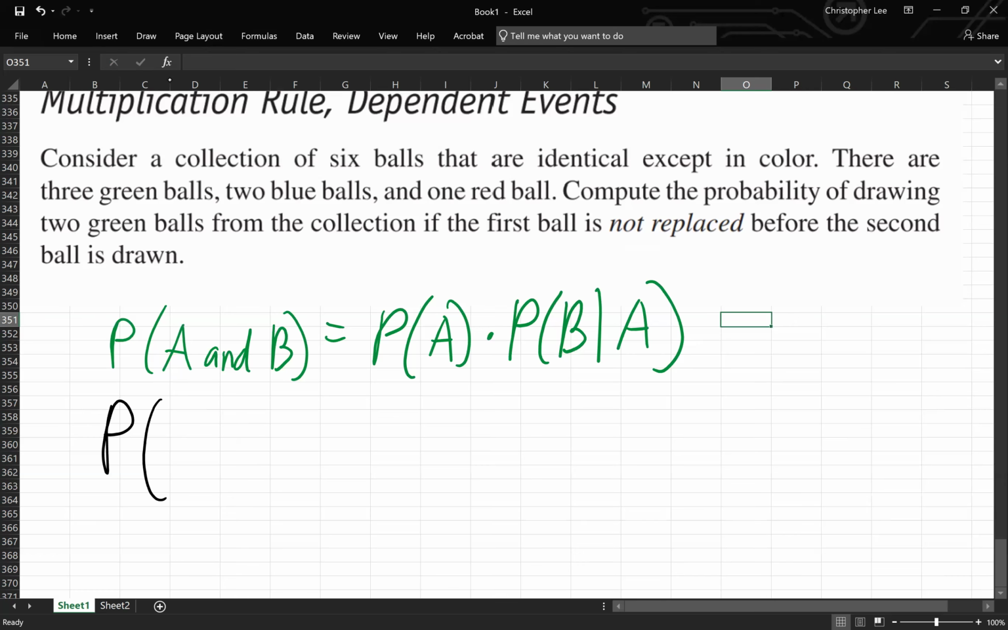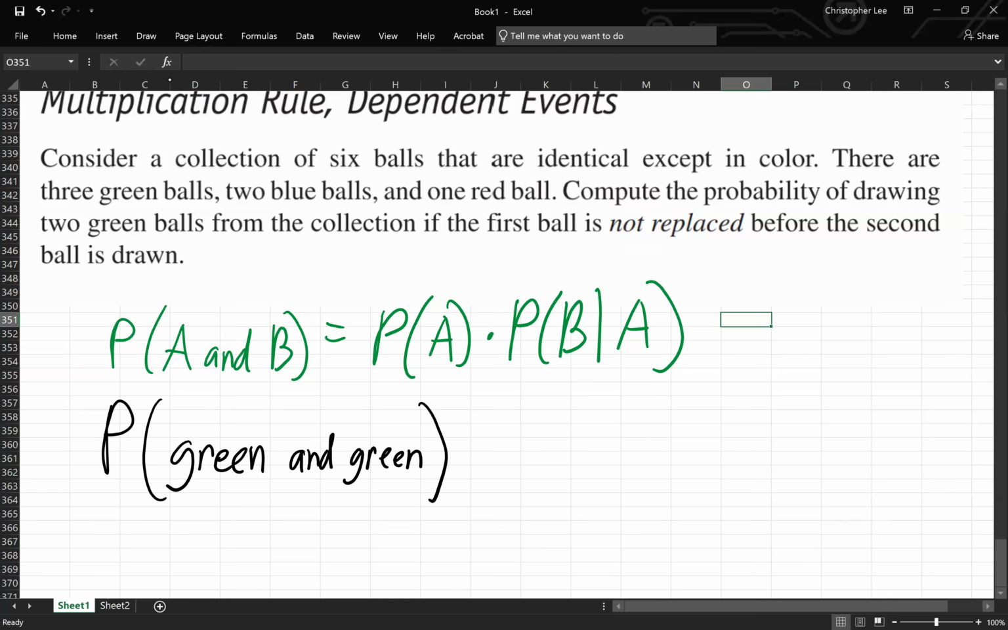The first ball is not replaced before the second ball is drawn. I'm a little confused, so what do they want? What colors do they want? Green and, what's the question asking? Just asking for the probability of drawing 2 green balls from the collection if the first ball is not replaced. So they want the probability of green and green, right? Got it.